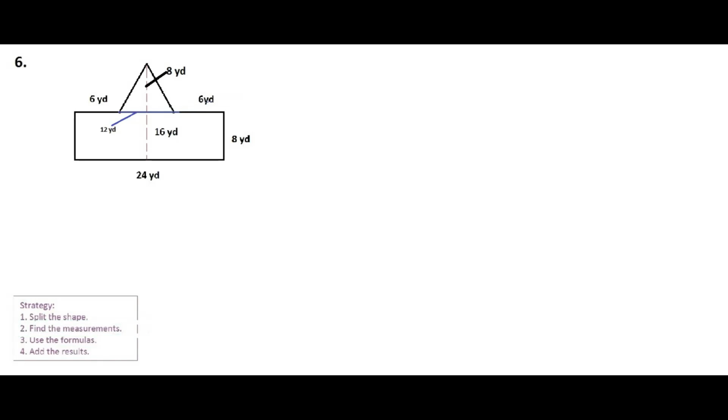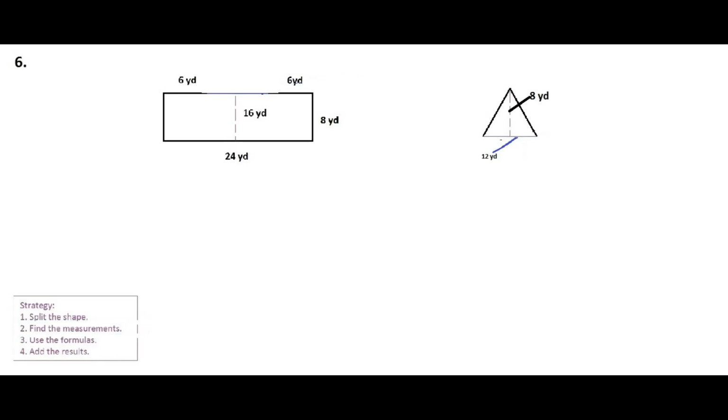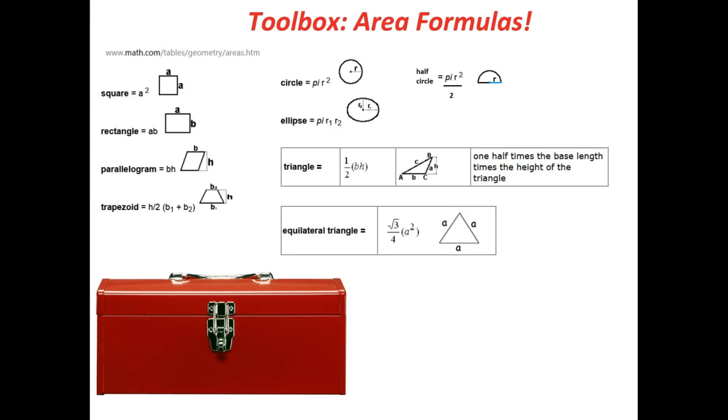All right. So going on, we have now added this label to our diagram, 12 yards. The height of that triangle at the top is 8 yards. The length of that base is 12 yards. Now we're ready to go ahead and use our formulas. So we have our triangle that I've moved over to the side and our remaining rectangle. So now what do we do? Here's our toolbox for area formulas.